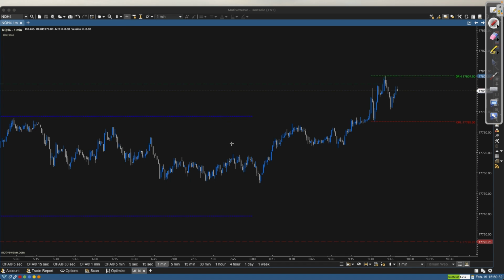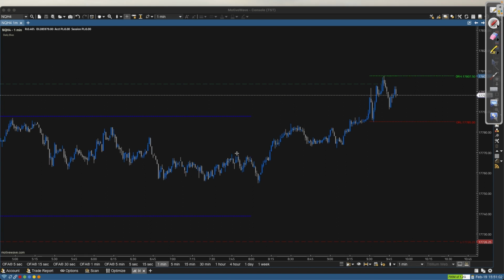I highlight the possible reaction levels, which could be supply and demand zones, or internal liquidity, or highs and lows of the previous day or the previous week or the previous session as well. I trade only Nasdaq on the US session in the morning. So London session highs and lows, which are these blue lines here, are good levels for me to trade.